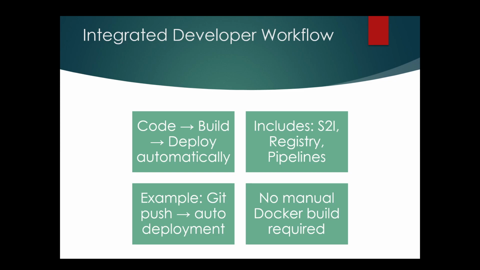In terms of the developer workflow, we have something called the integrated developer workflow. Basically, the code is built, goes to the build phase, and then deploys automatically. It includes S2I, registries, and pipelines, all as part of the developer workflow. There is no manual work required for building Docker images, nothing like that, because it is all done end to end by OpenShift itself. For example, you have your code on Git. You can do a Git push, which enables automatic deployment on your cluster.